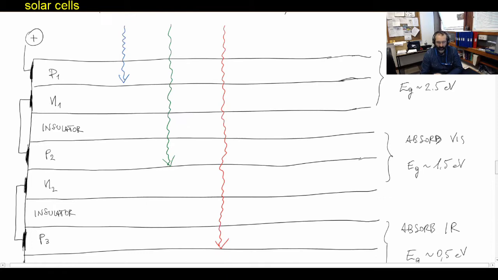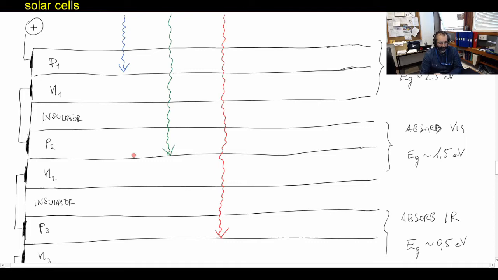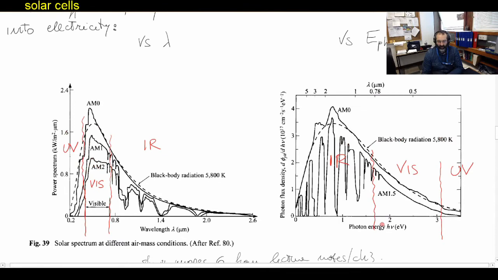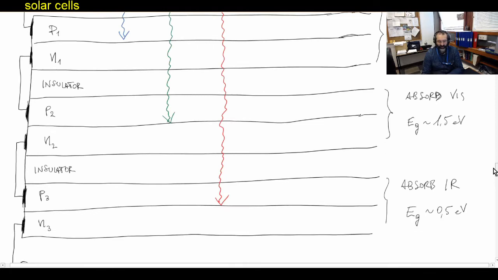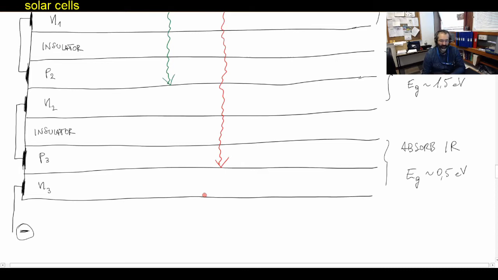The green line here represents the visible, which is absorbed in the second cell. You can see that each cell is separated, which I indicated with an insulator. The visible is absorbed at this point using a semiconductor with an energy gap of around 1.5, which is around the boundary between infrared and visible. And finally, the deepest PN junction solar cell is the one that absorbs in the infrared, with a band gap of 0.5, for example.